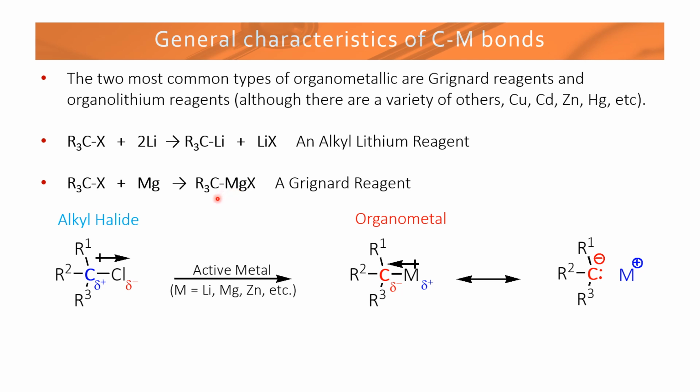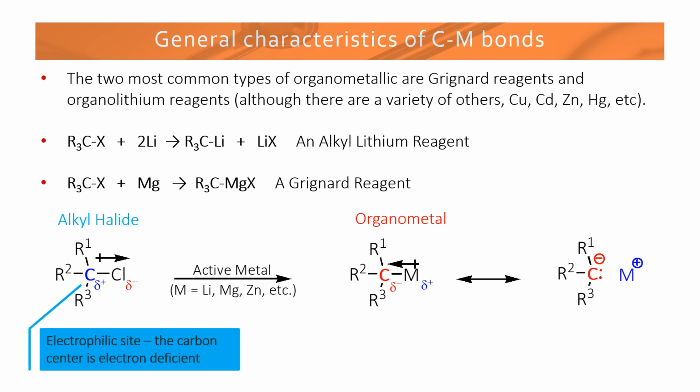Notice that in an alkyl halide, you have an electrophilic carbon because of the polarity pointing in this direction, i.e. toward a more electronegative halide. However, on reaction with the metal, the organometallic has the polarity in the other direction, i.e. we can now represent the species as a carbon anion. So, from an electrophilic site to a nucleophilic site.